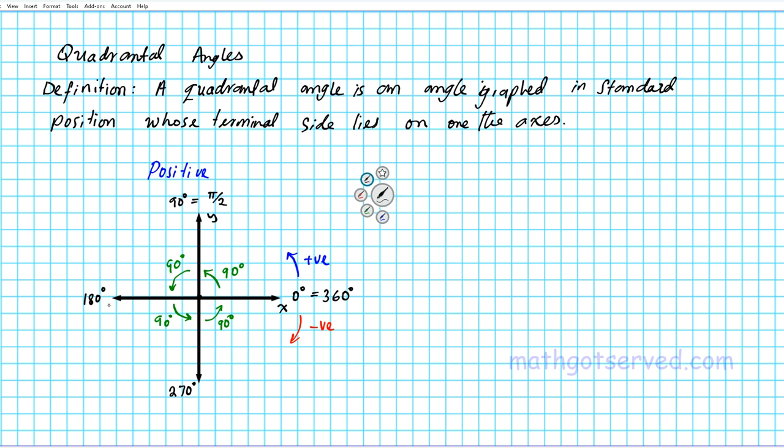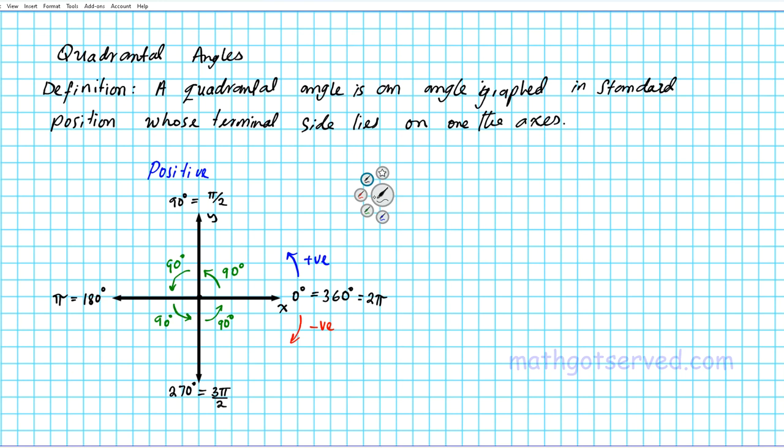radians. 180 degrees, half a circle, is pi. And then 270 degrees is 3 pi over 2. And then full circle 360 degrees is also equal to 2 pi radians. Okay, so these are the radian equivalent of your positive quadrantal angle. And then you can keep going around and around. Remember, you add 90 degrees or pi over 2 repeatedly in order to generate your quadrantal angles.